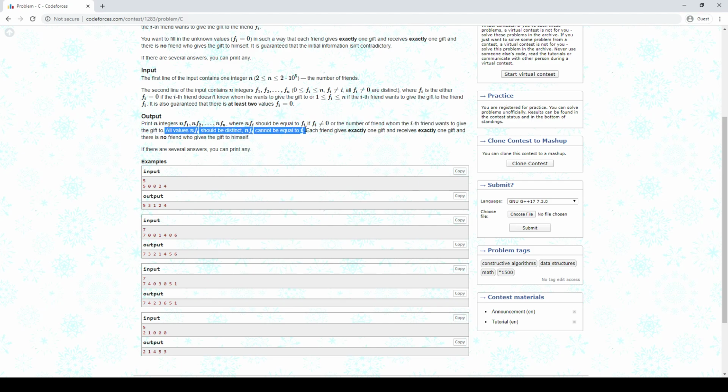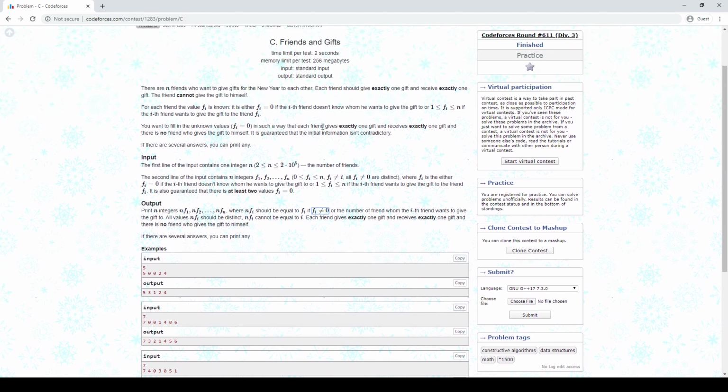Because if all the values are distinct, that means that everyone receives one gift. The output format means that everyone gives one gift, right? This is who you give your one gift to. And f of i can't equal i is just the condition that you don't give a gift to yourself. So this sentence is actually redundant with this sentence, this is a nicer way of seeing it.